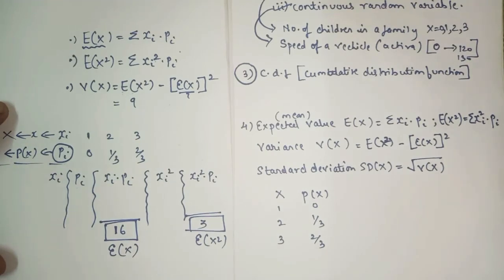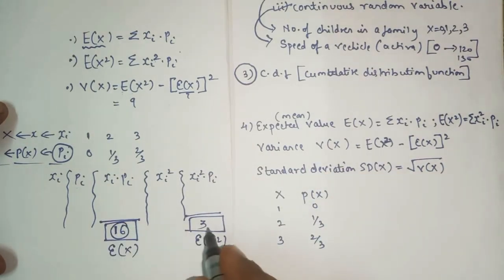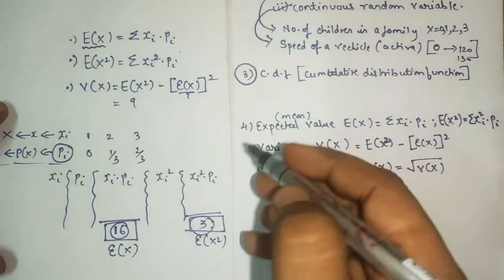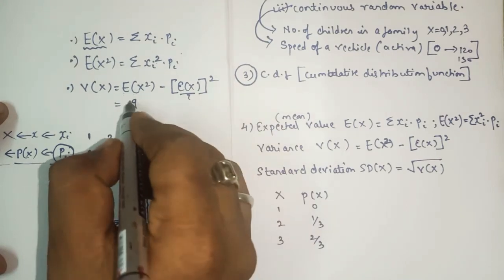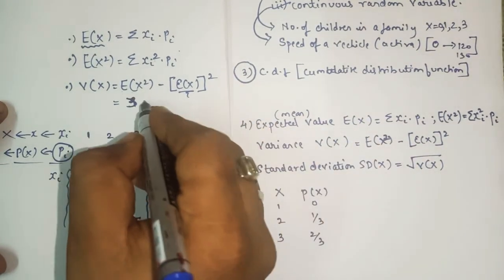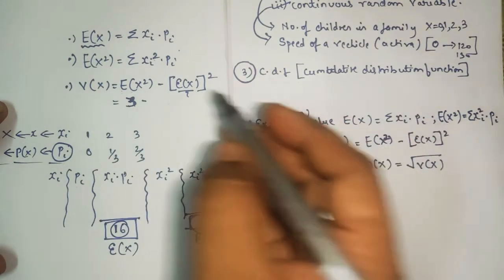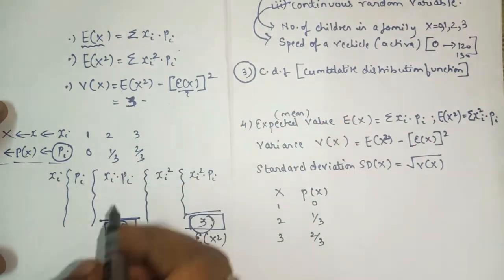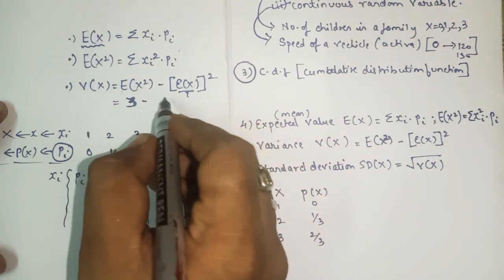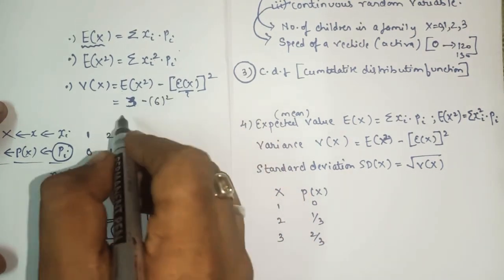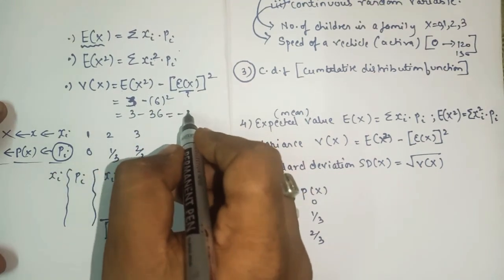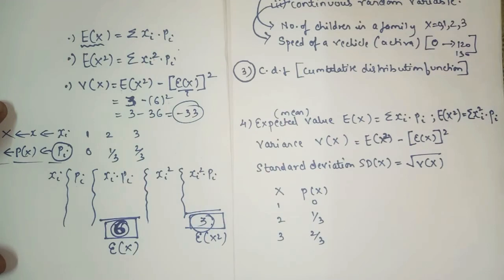Yes sir. This is just an example, okay? 3, sorry, the value is what? 3 directly. E of x square minus E of x square, you will take 6 in place of 16. 6 square, so 6 square is what? 36. So when you subtract, you will get minus 33.